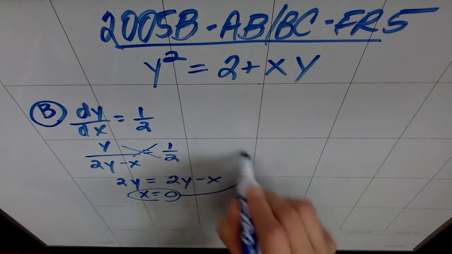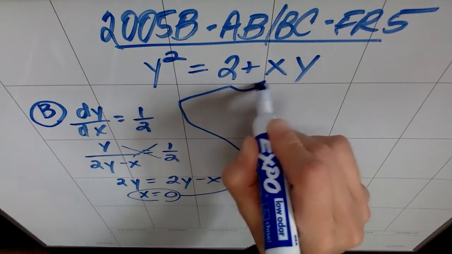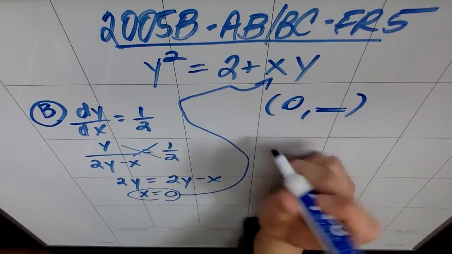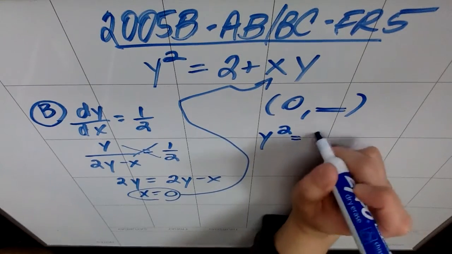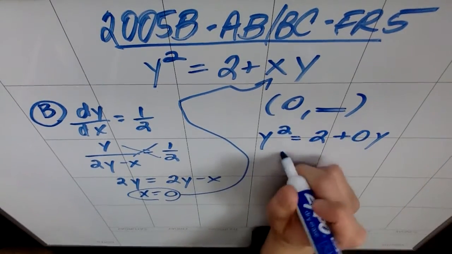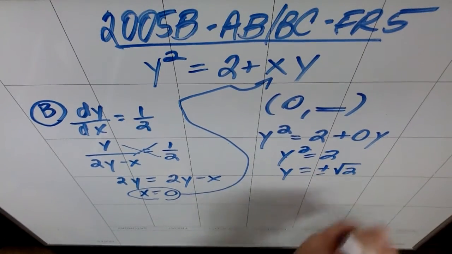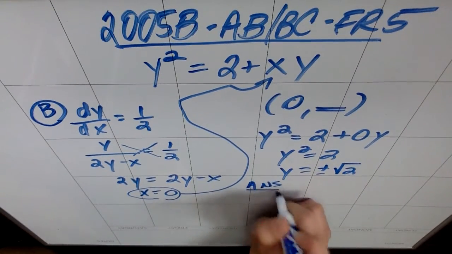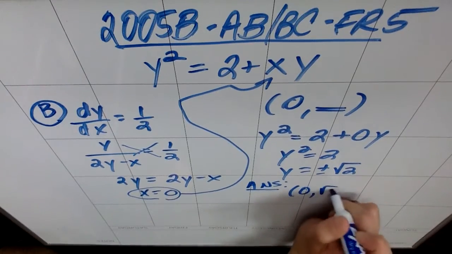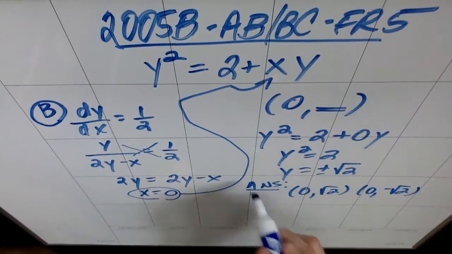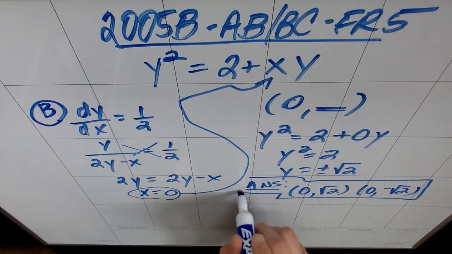So I go back up to my original function, and I plug in x is 0. If I want 0 comma blank, I say, cool, that's y squared equals 2 plus 0 times y. Y squared is 2. Y must be plus or minus the square root of 2. So my answer is the 2 points, 0 comma root 2 and 0 comma negative root 2. Remember, they wanted the points x comma y.